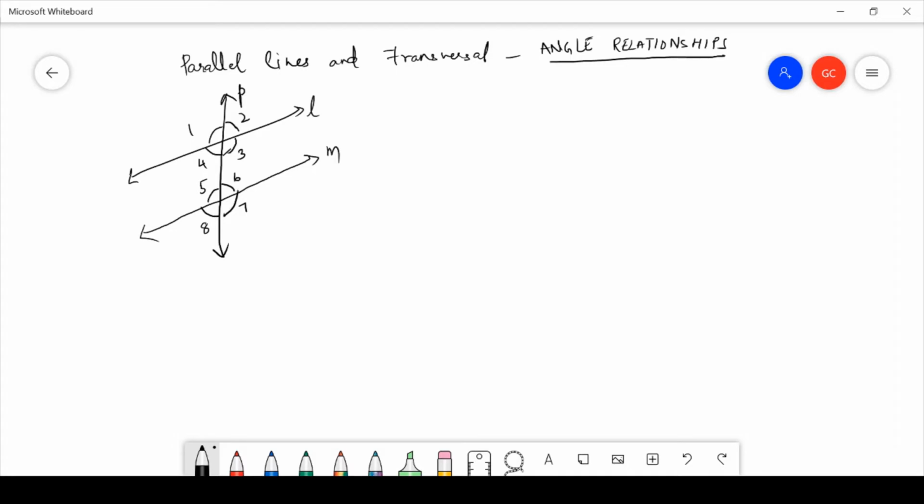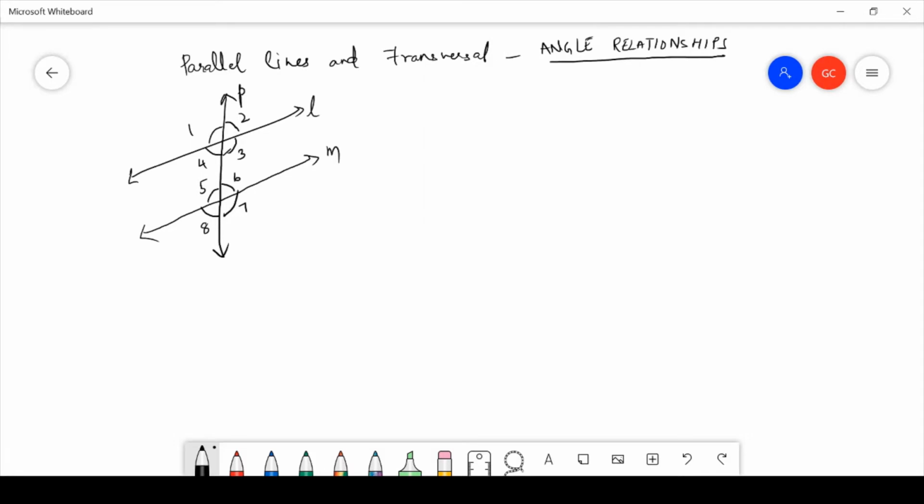Now, line P intersecting the parallel lines L and M is called a transversal because it's meeting them at two distinct points. It ends up forming these 8 angles. And there are some very interesting relationships which emerge between these angles if L and M are parallel. To explore the first relationship, we're going to take angles 2 and 6. Angles 2 and 6.